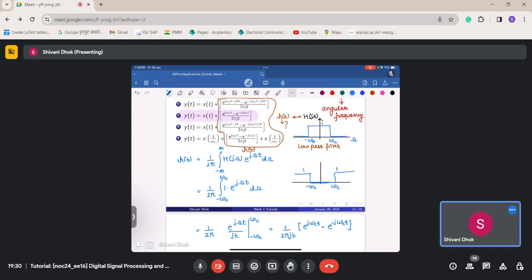So if you know which frequencies you want to attenuate, which frequencies you want to amplify, and by what factor, then you can try getting the equation. And we'll see all of these things in greater detail when we do filter designing.